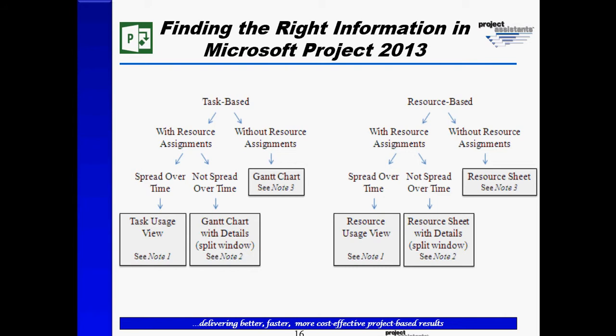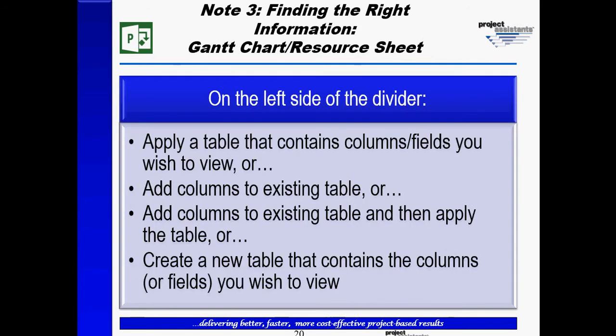Again, these views are both for input and output. If I wanted to put information into Microsoft Project, I could go to the resource sheet, use note 3 to navigate to the right view, or if I wanted to do output. In this case, what if I wanted to see all the work-related information about the resources? If I go to note number 3, I'll see here, finding the right information in the Gantt chart or the resource sheet. It says apply a table that contains the columns or fields you wish to view, or add columns to an existing table, or add columns by editing an existing table and then applying that table, or creating a new table that contains the columns you wish to view.